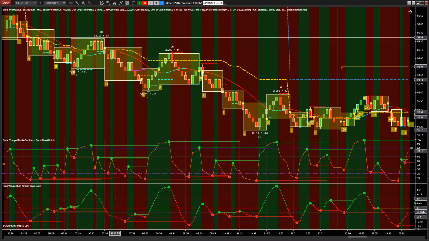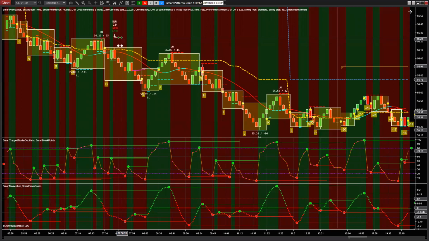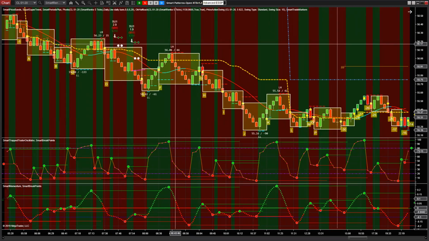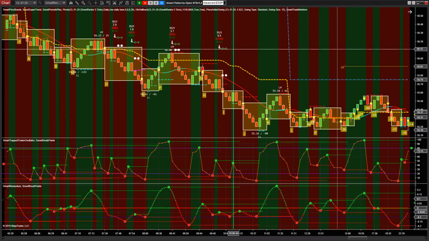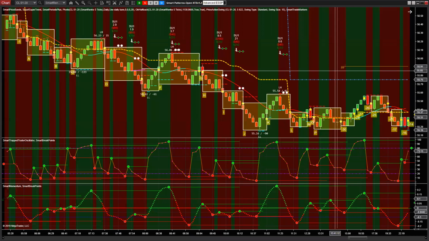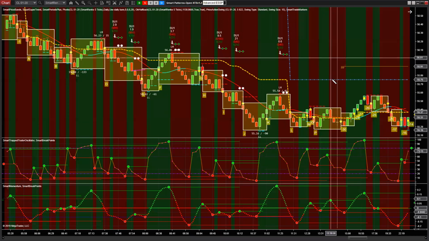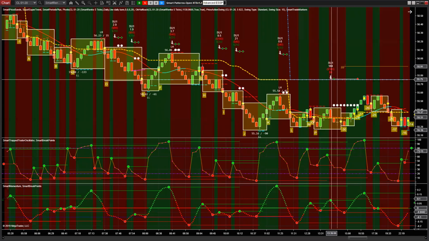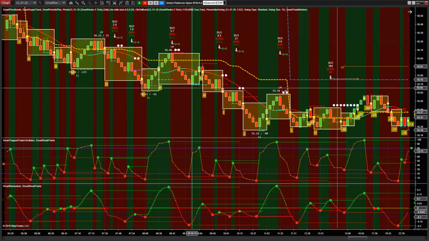Like, here's 3-dot pattern. We use this all the time. 3-dot pattern, 3DV, we use that all the time. There's 3-dot pattern, 3-dot pattern, 3DV. Yeah, we do this stuff all the time. So there's tons of trades on the screen that we teach in the room all the time.